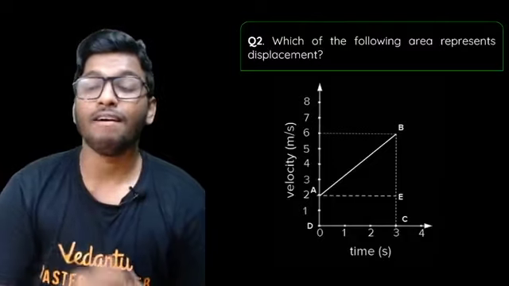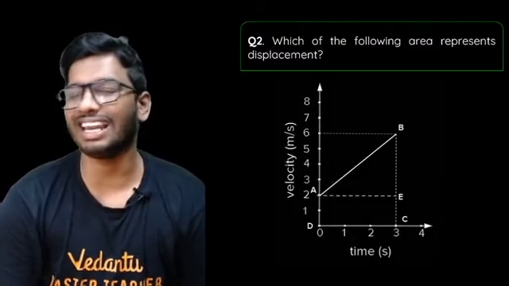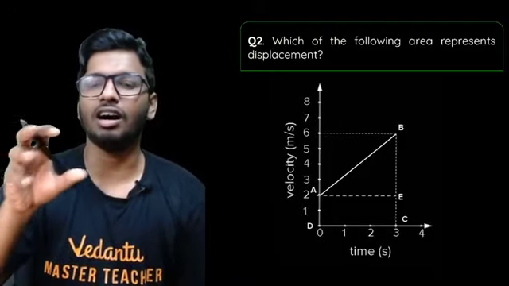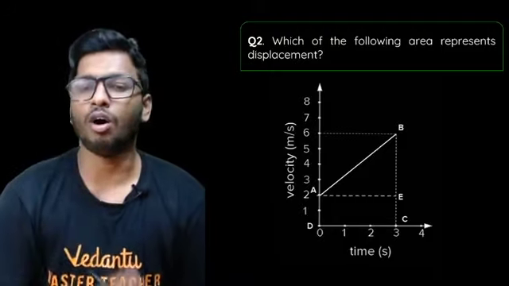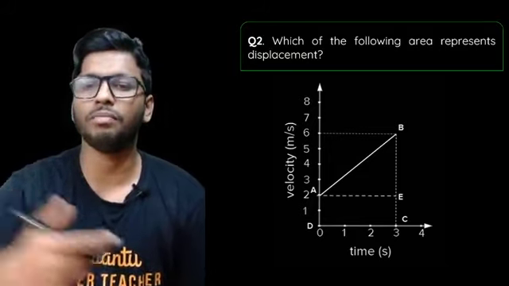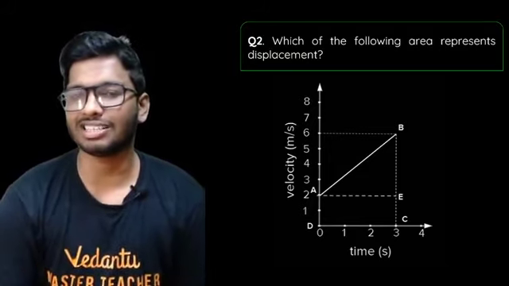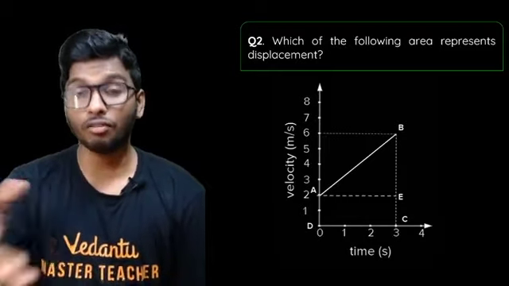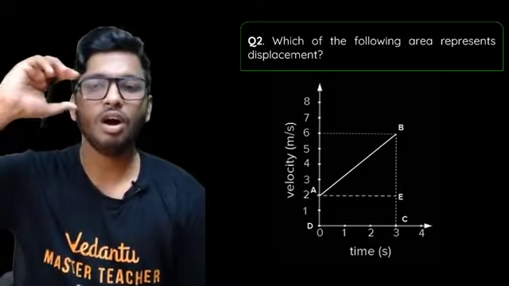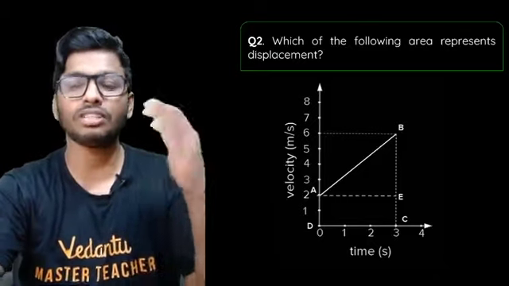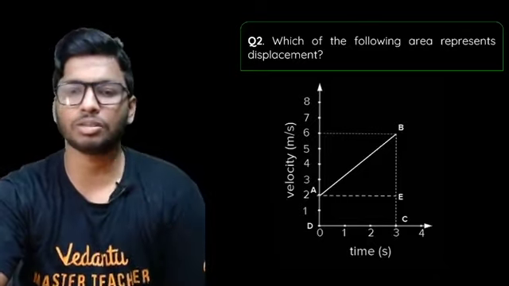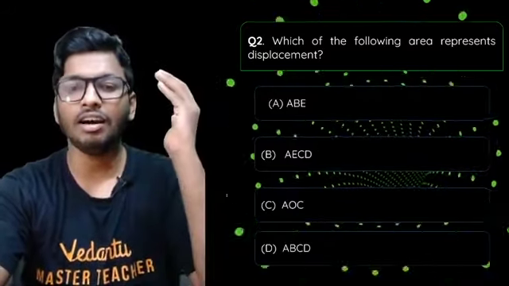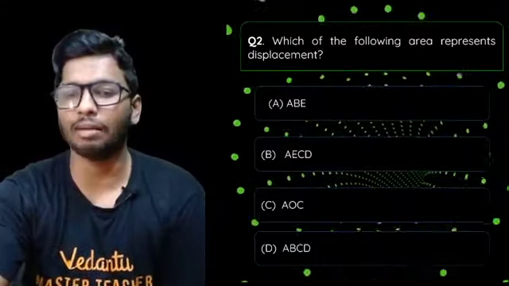Moving on to the second question: which of the following areas represents the displacement in the velocity time graph that is given over here? You're supposed to find the displacement of this particular body. The body is moving from A to B with constant acceleration. Which area gives the displacement? Your options are ABE, ABCD, AECD, AOC, or ABCD.